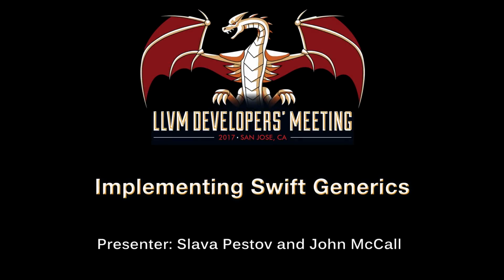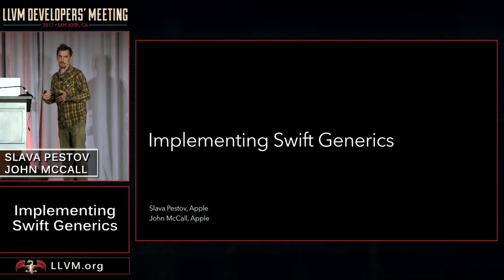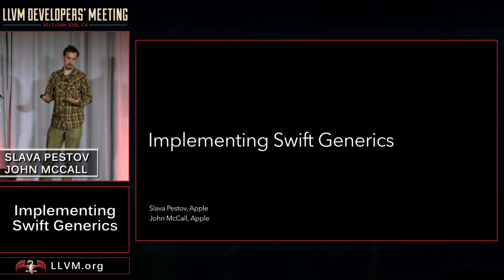Okay, I'm Slava Pestov, and today we're going to talk about generics in Swift. So, with other languages that have generics, there are two popular implementation strategies. One you see a lot is just to monomorphize everything. You take your generic function, and for every instantiation of that function with concrete types, the compiler generates a new specialization. Another common strategy is to use the types to type check the function, but then use some kind of boxed representation at runtime, erasing the generic types.